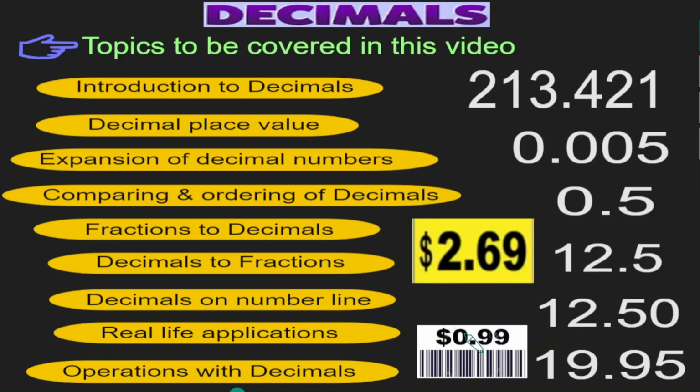You might have seen decimal numbers on a price tag. They are written like this: one number on the left side of the dot and some numbers on the right side, and in between you will find a dot. Here I have given some numbers like 213.421, 0.005, 0.5, 12.5, 12.50, and then 19.95. So these are the numbers known as decimal numbers.